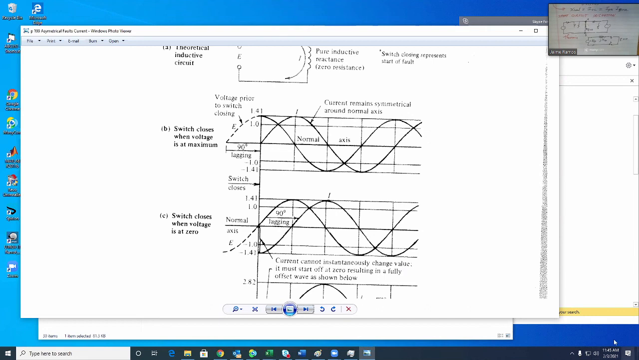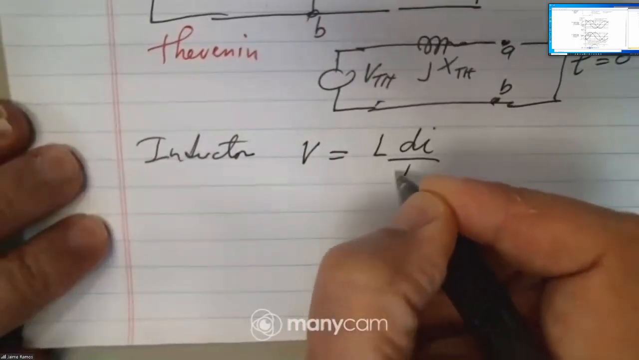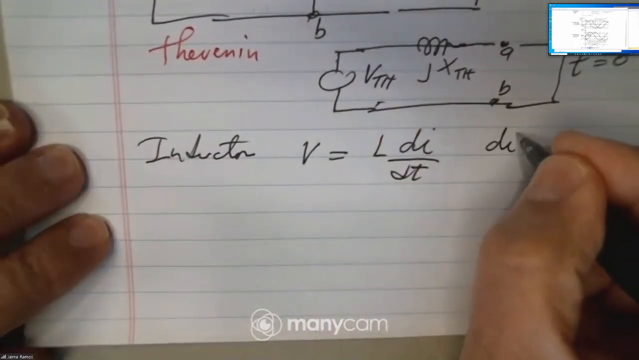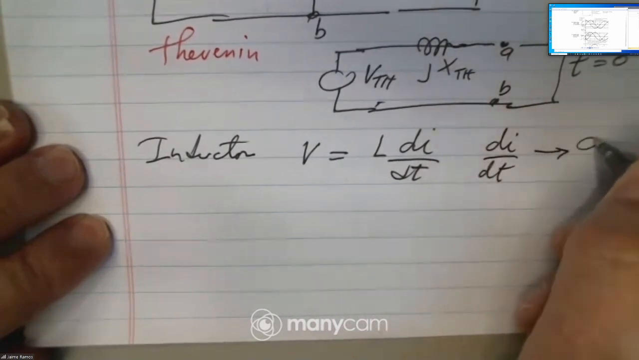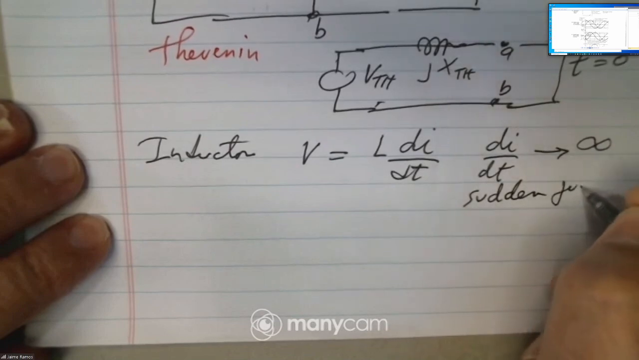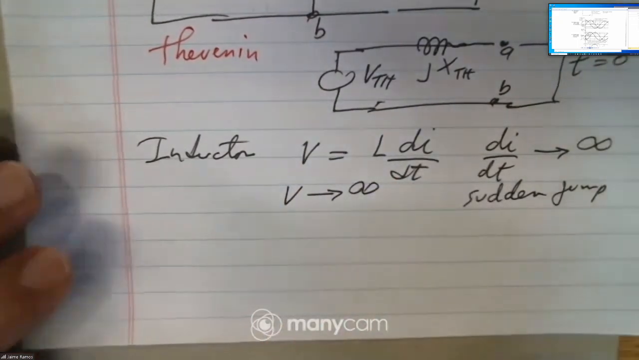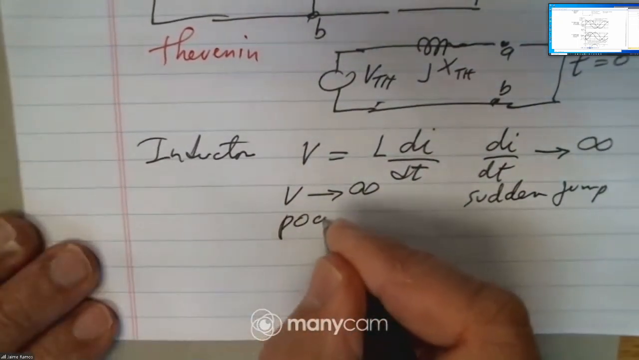Remember why? It's very easy. It is not allowed because in an inductor, voltage equals L di/dt. So di/dt infinity, like a sudden jump, means voltage infinity, power infinity.